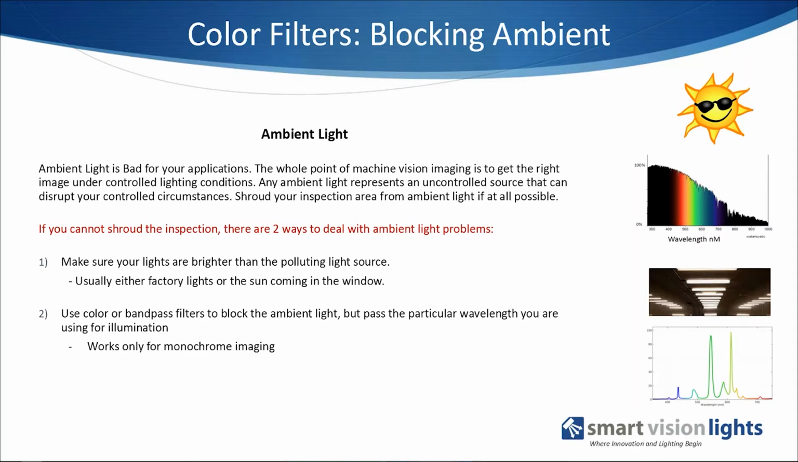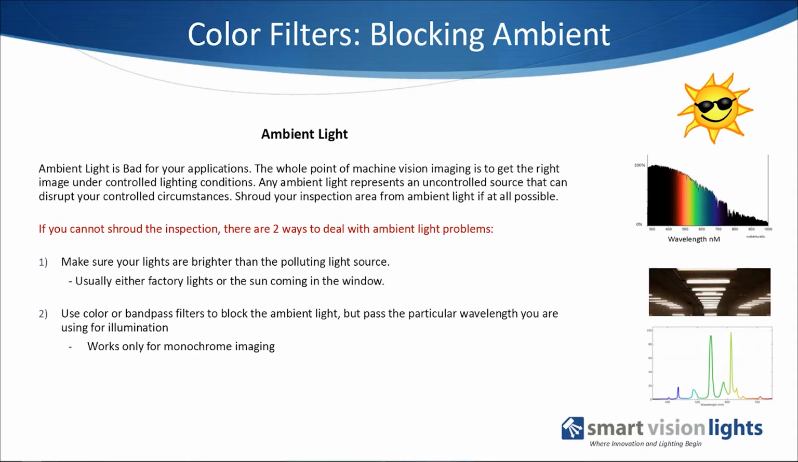Ambient light is bad for your applications. The whole point in doing machine vision imaging is to get the right image that you need for your inspection or whatever deterministic type of thing you're doing with the machine vision under controlled lighting conditions. So we go a long ways to control the structure and type of the light and get the right image for what you're doing. But any ambient light then represents an uncontrolled source that can disrupt your controlled circumstances.